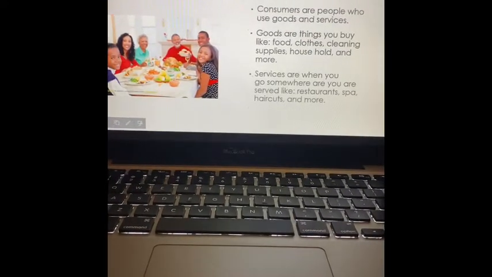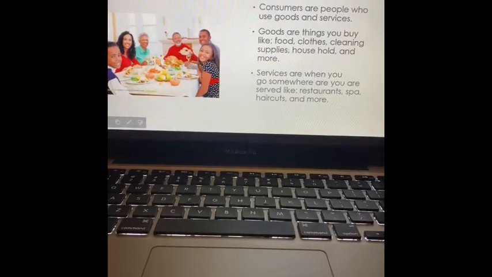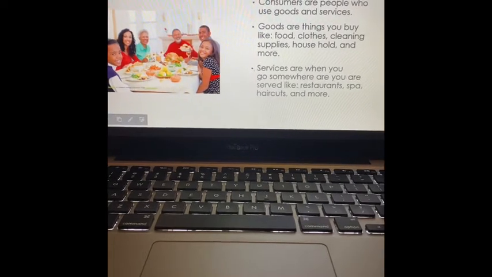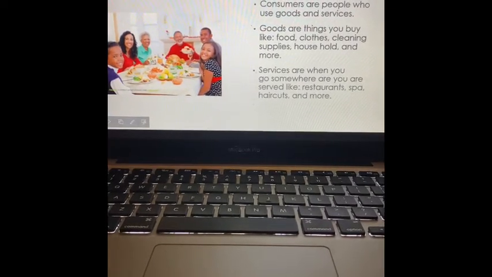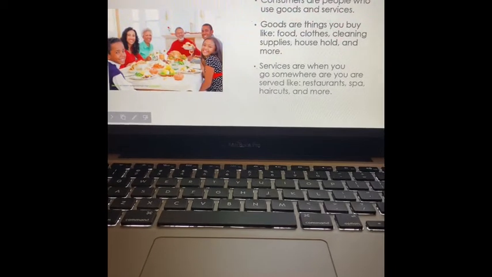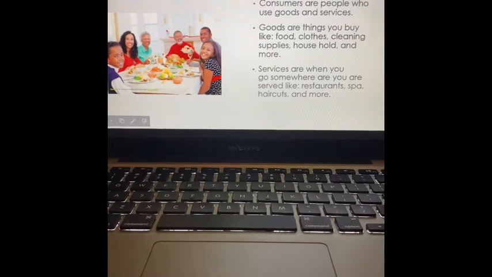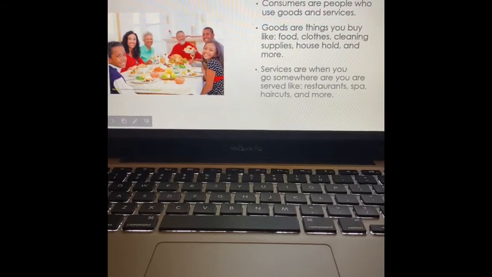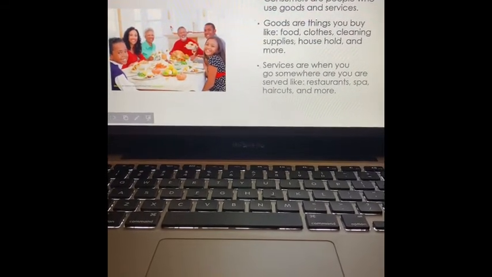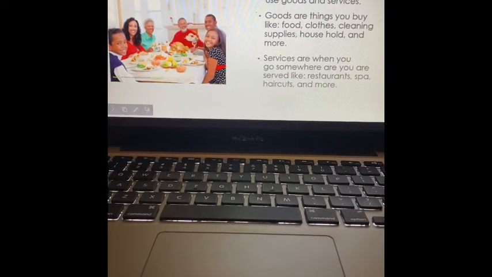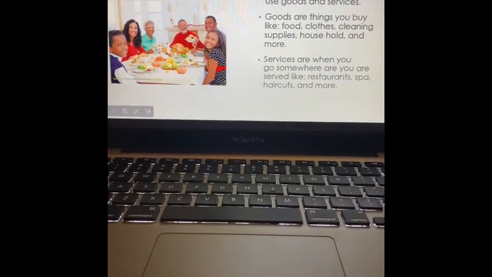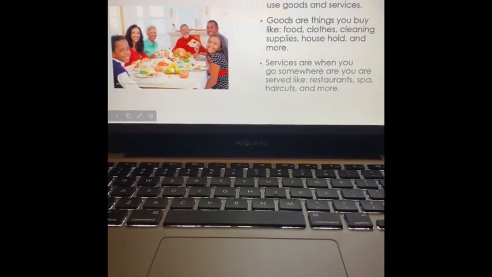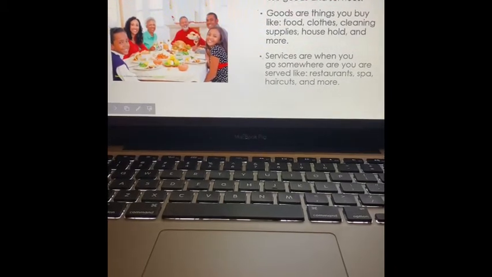Okay, so in the second slide, it's just straight up explaining what a consumer is. So I have on there the definition of a consumer, and then I have on there goods and services because we buy goods and services. So for goods, I have things you buy, like clothes, cleaning supplies, household items, and more. And then services, I have on there that it's things where you go somewhere and you're served, like restaurants and spas and haircuts, just to give them some idea of what things are.